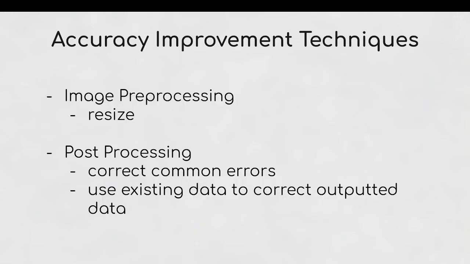So there's sort of two things when it comes to improving accuracy. You're going to do pre-processing to help the model get better accuracy on the image that you're providing. And then once it's done and it gives you an output, you're going to do some post-processing on the output. So this involves correcting common errors. And we're going to do that by using existing data to correct the outputted data from the model. So this is kind of cheating, but it happens to work really well. And I'll go into more detail in a little bit.